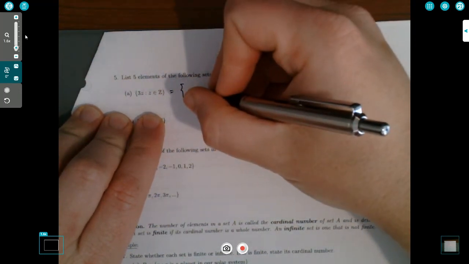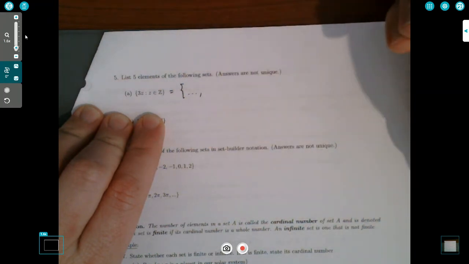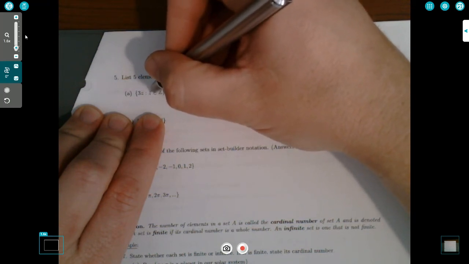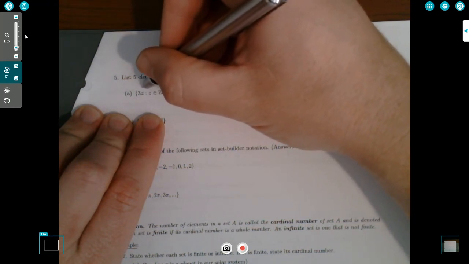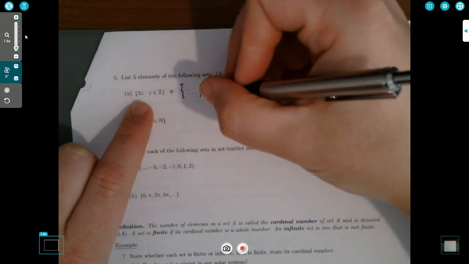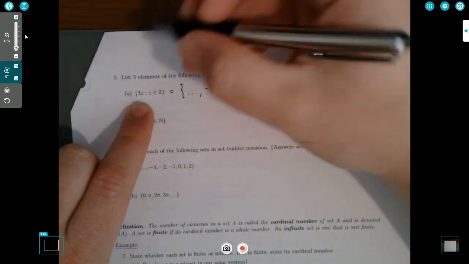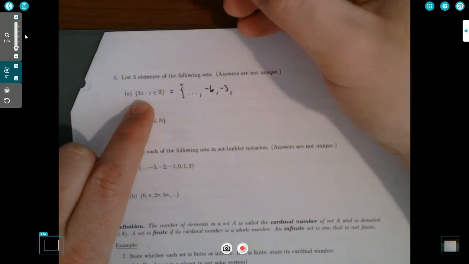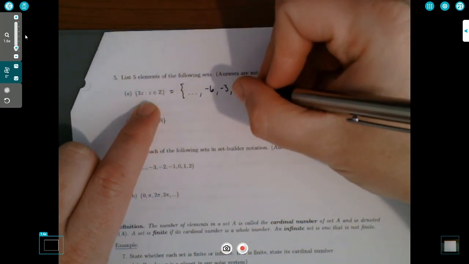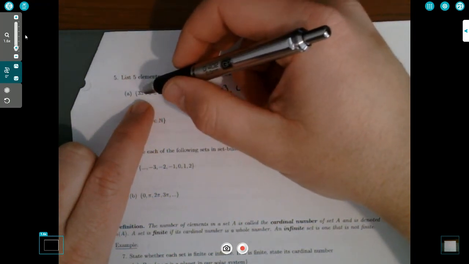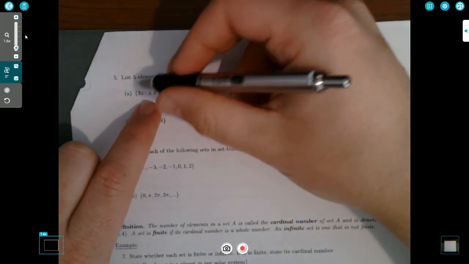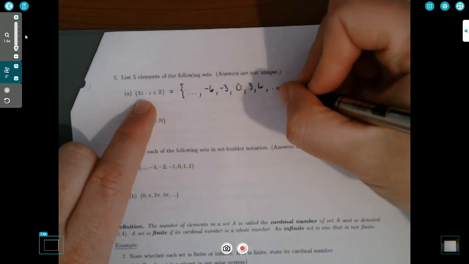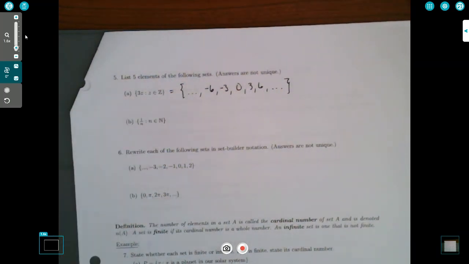Well, first of all, this thing is going to go on and on forever in the negative direction. You're allowed to plug in any positive or negative whole number here. So if I plug in -2, I get 3 times -2 is -6. If I plug in -1, 3 times -1 is -3. If I plug in 0, 3 times 0 is 0. If I plug in 1, I get 3. And if I plug in 2, I get 6. So there's 1, 2, 3, 4, 5 elements. But then this is going to keep going on and on forever in the positive direction as well.